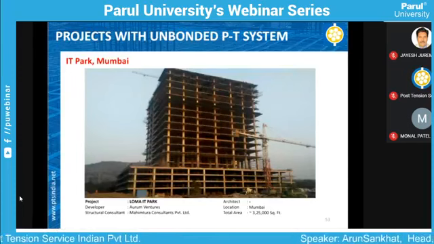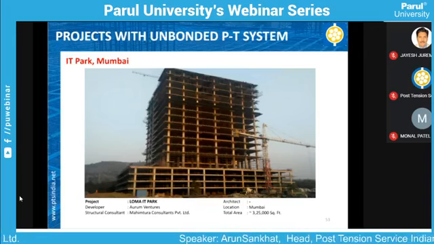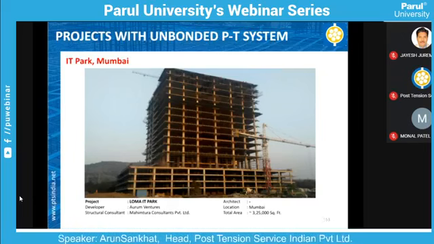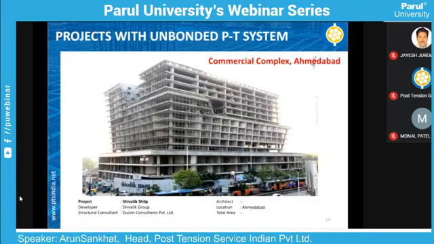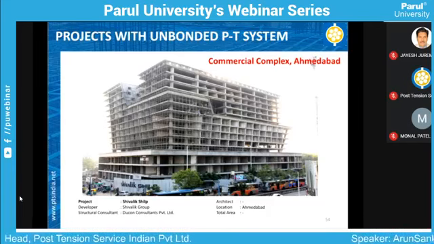This is an IT Park in Mumbai. We completed this; it is a flat slab scheme. You can see the podium and the building tower. This is one of the commercial complexes in Ahmedabad for Shivalik Group, and you can see the geometry and some inclined columns and all these things.